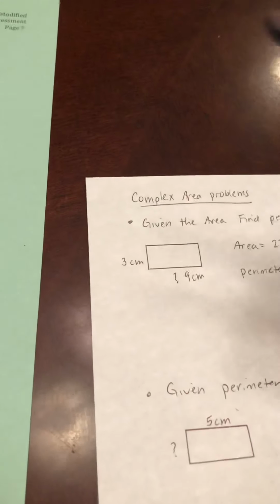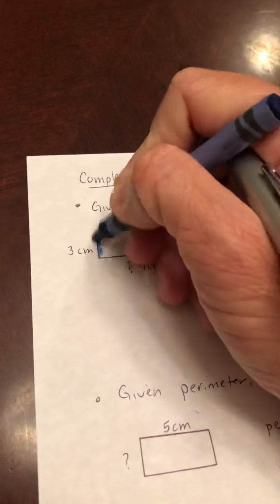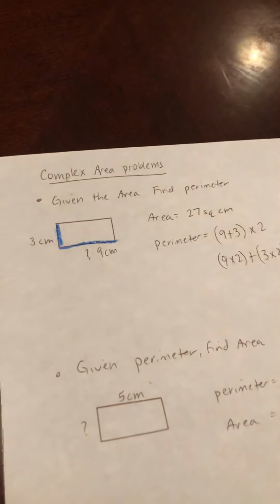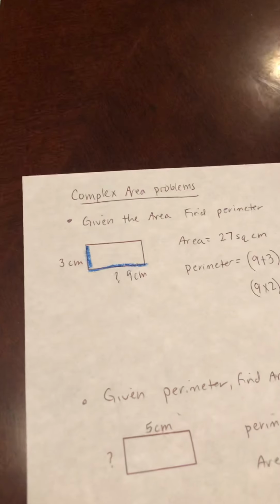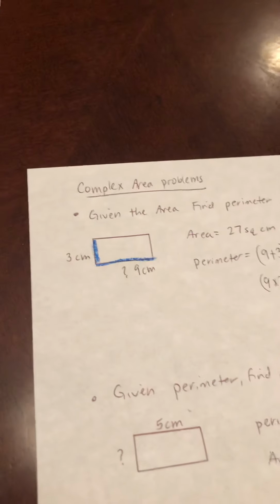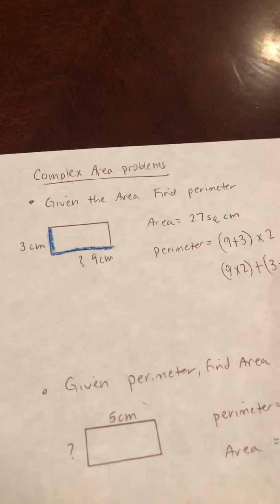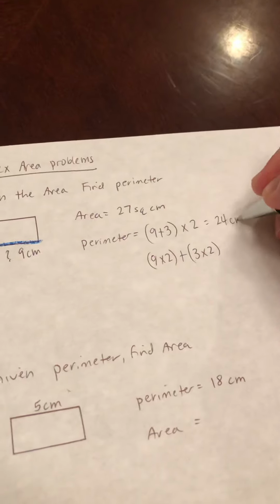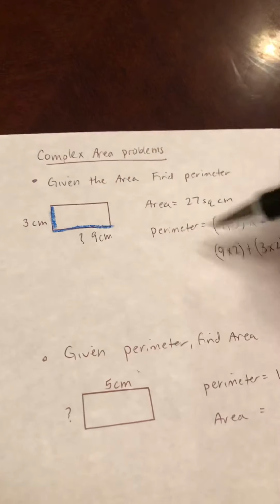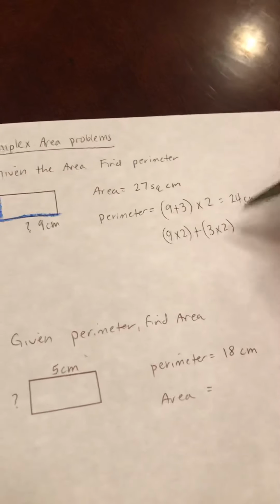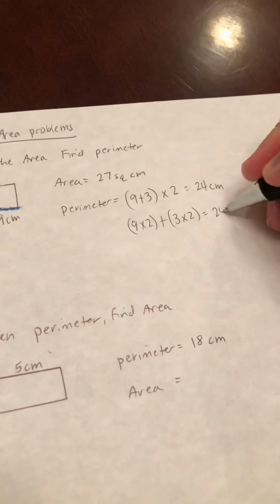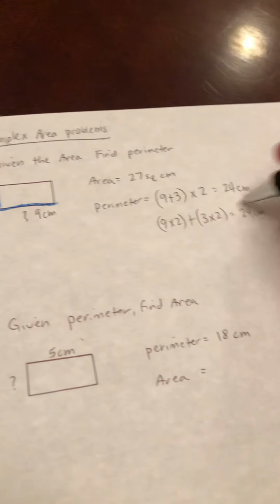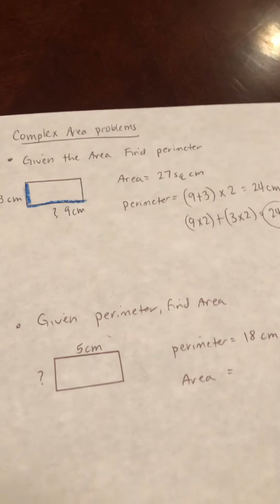Okay, again, I like to do things 2 ways. It helps me to prove my answer. All right, so there's my 9 plus 3. I could take that. That's half of my perimeter. 9 plus 3 is 12, and doubled would give me 24 centimeters. Or 9 times 2 is 18. 18 plus 6 is 24 centimeters. So either way, final answer 24 centimeters for the perimeter.